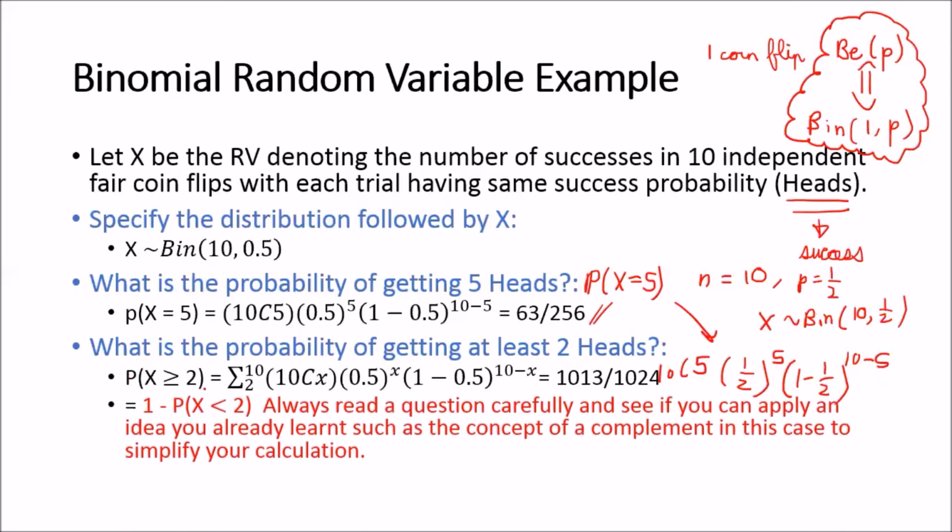So this probability that x is greater than or equal to 2 is equivalent to 1 minus the probability that x is less than 2. And this is just the summation from x is equal to 0 to x is equal to 1, which is much easier to calculate. It's simply the probability of having 0 successes plus the probability of having 1 success. This is much easier to calculate by hand than to do all of this summation from 2 to 10.